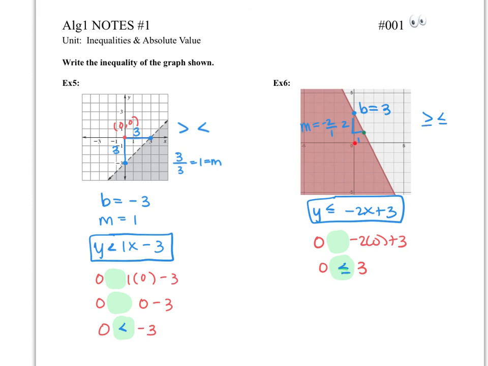So I used my test point of 0, 0, which meant I replaced y with 0 and x with 0, and I have this empty space here to fill in for my inequality. Because the origin was in my shaded region, I wanted my origin to create a true statement. On the left side I ended up with 0, and on the right side I ended up with 3. To make that true, picking from these two inequalities, I chose less than or equal to. So 0 is less than or equal to 3. As an inequality, y is less than or equal to -2x plus 3.